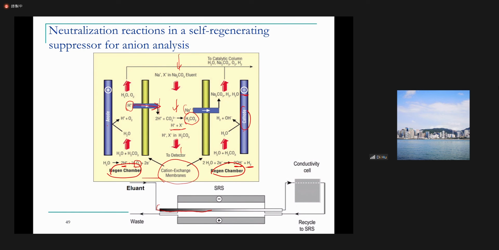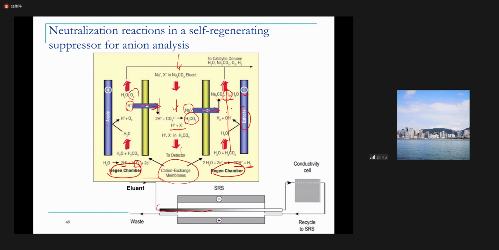At the same time, sodium in this chamber is attracted to the cathode, moving this way forward and coming to this side, so they all go together with the waste. Here you can see in both electrodes some oxygen and some hydrogen formed, but because the amount of hydrogen gas formed here is very small, it does not really have explosion hazard, so that is not a concern.